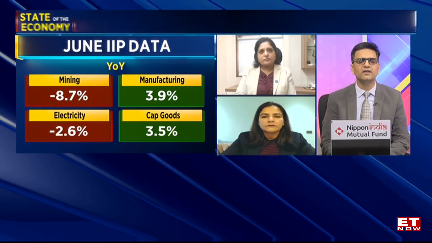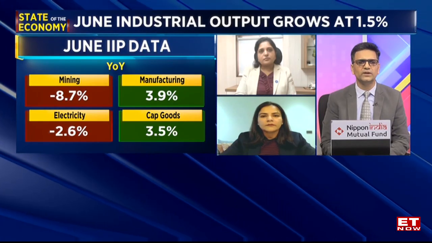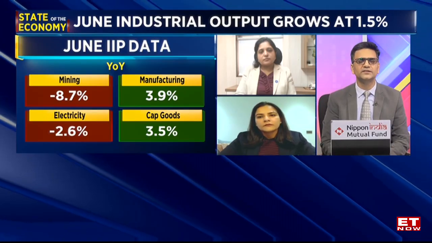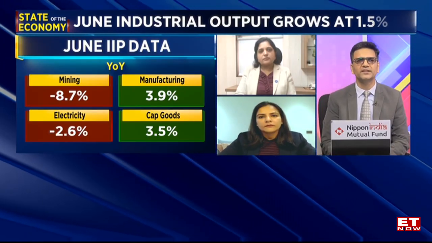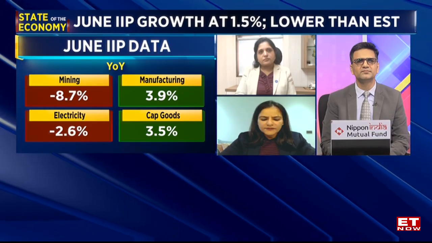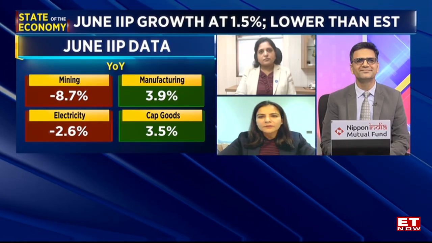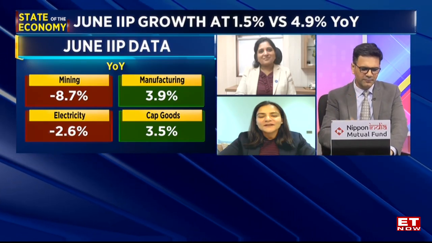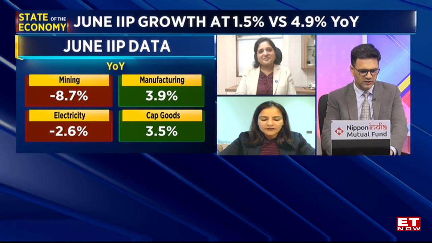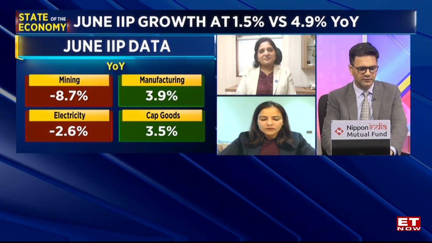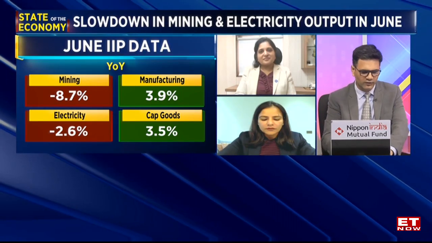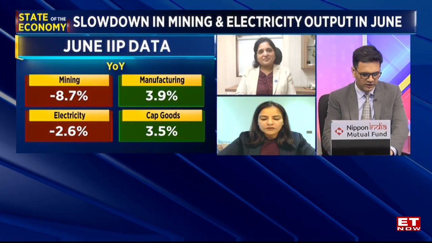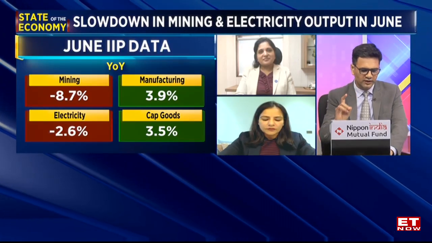Right. If I ask you, Sakshi, the same question, which are the areas which have been below the expectations? Just before that, I still don't have the number on consumer durables and non-durables. Let me add the consumer durables number here. Consumer durables output growth is at 2.9% versus 8.8% YoY. And consumer non-durables output growth is at -0.4%. So what is your take?